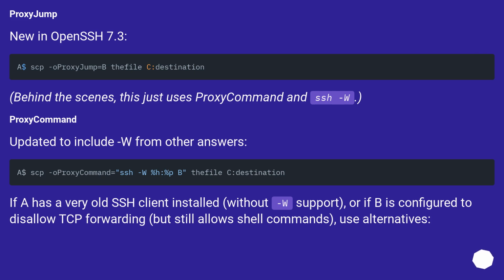If A has a very old SSH client installed, without -W support, or if B is configured to disallow TCP forwarding, but still allows shell commands, use alternatives.